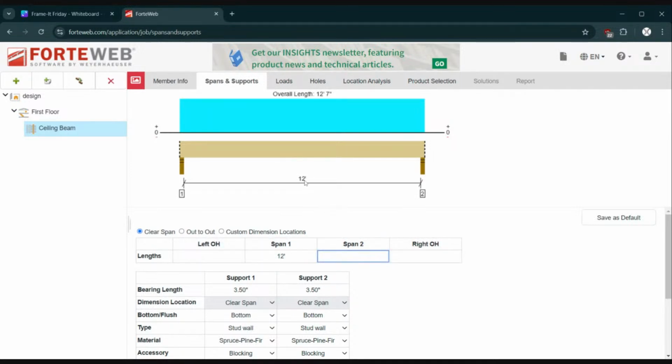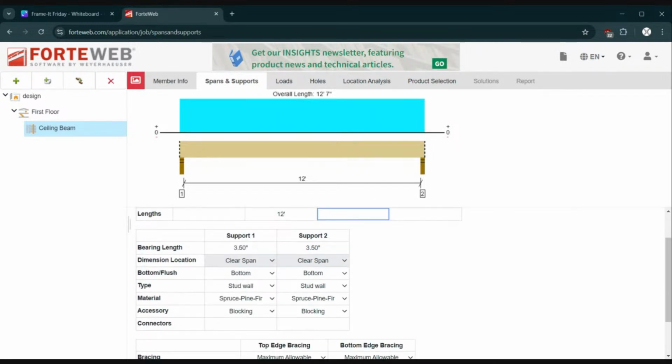And before you know it, look at that. That's updated to 12. So it's 12 feet wall to wall. Perfect. Now let's look at each side of the beam. So the side one here, support one, bearing length is 3.5 inches.